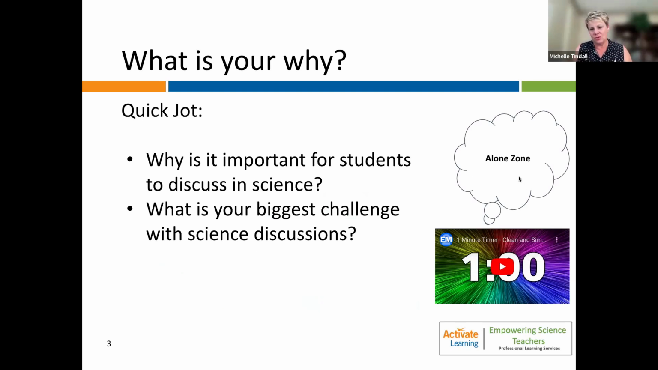So we talk about the alone zone. Oftentimes we want students to have a chance to consolidate their thinking before they have to talk in front of everybody.